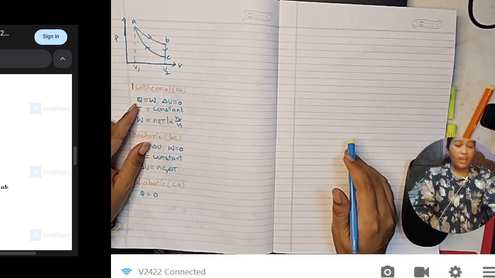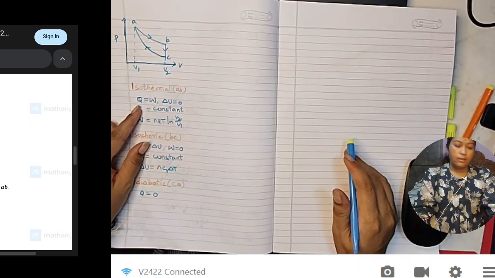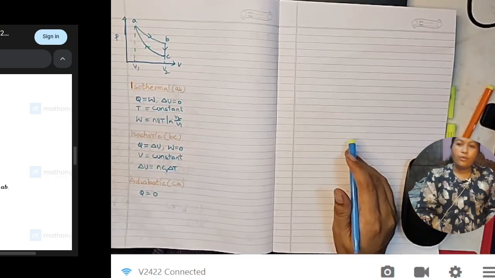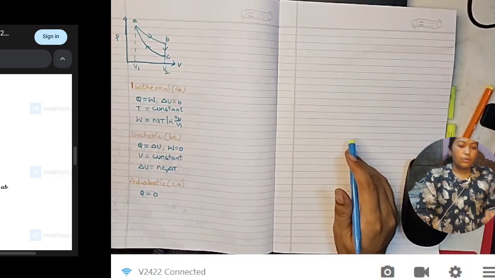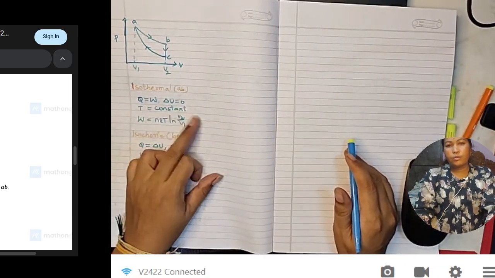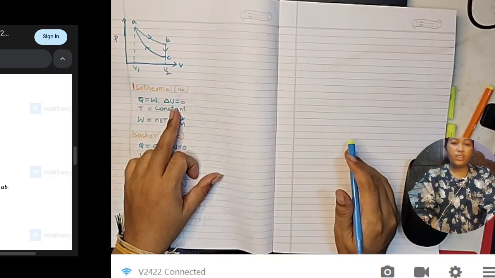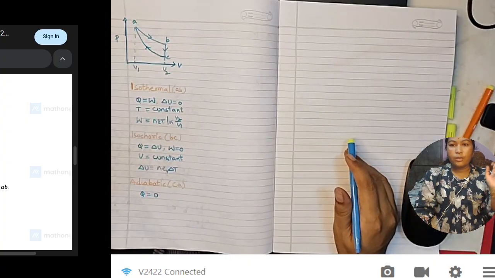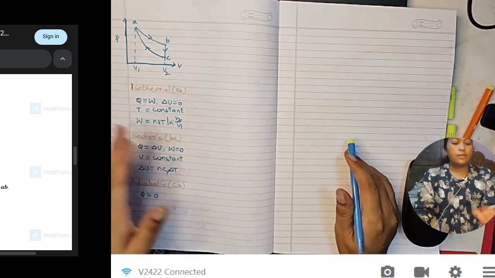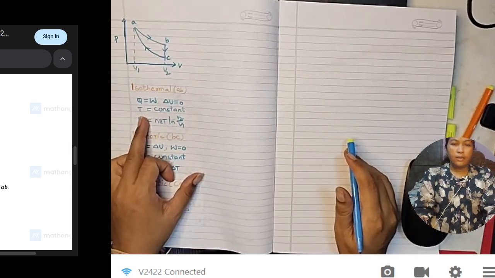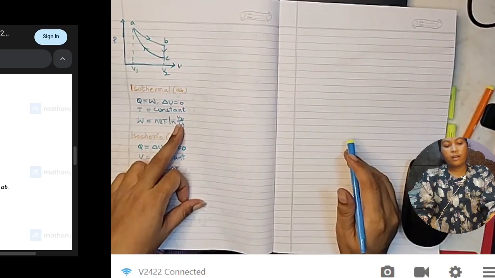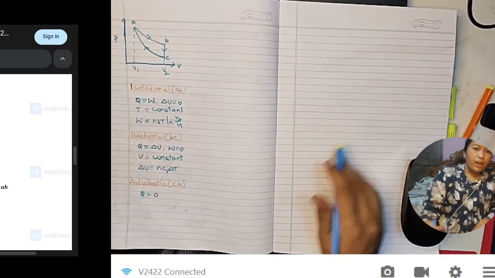As we know, in an isothermal process the heat exchange is equal to the work done externally, so Q equals W and delta U equals 0. This means the internal energy change in the isothermal process equals 0. Here the temperature T is constant. W equals nRT log of V2 over V1. Okay, next, the isochoric process.